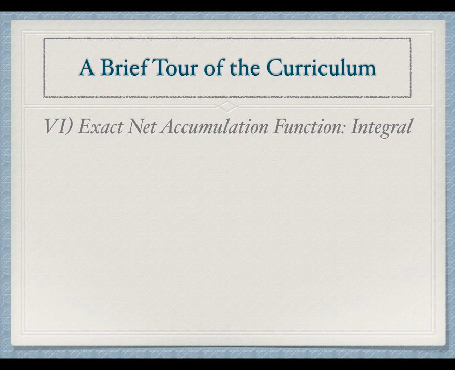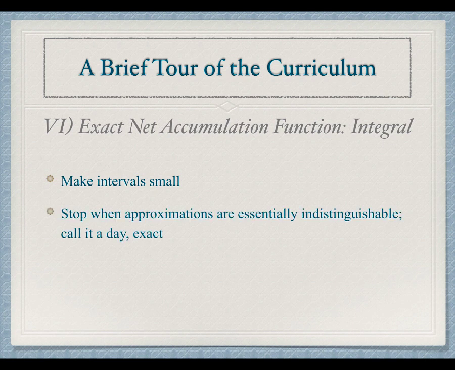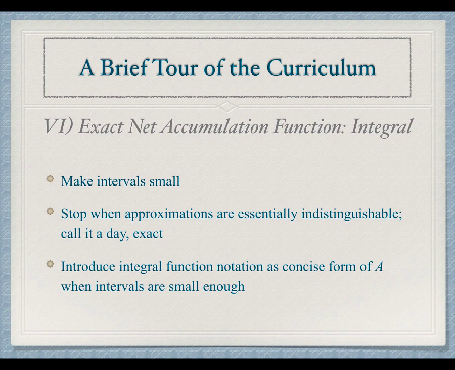Okay, and so then the exact net accumulation function is our integral function. And so like we just did, we make the interval small, and then we stop when the approximations are essentially indistinguishable. We call it a day and call that exact accumulation function. And then we're going to introduce the integral function notation as a concise form of this ugly A function just when intervals are small enough.